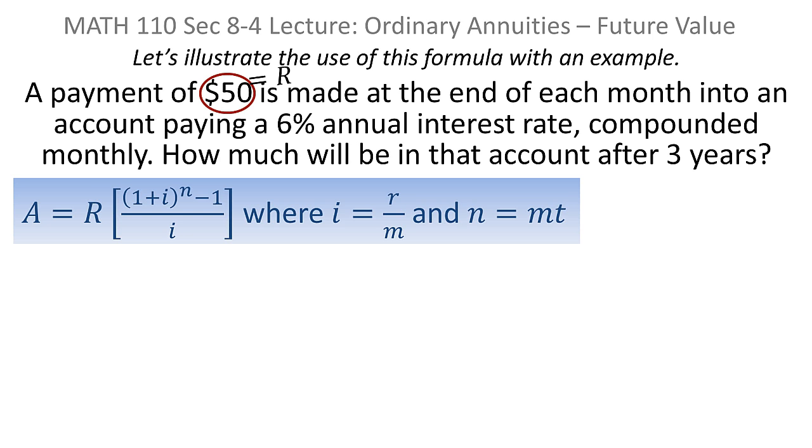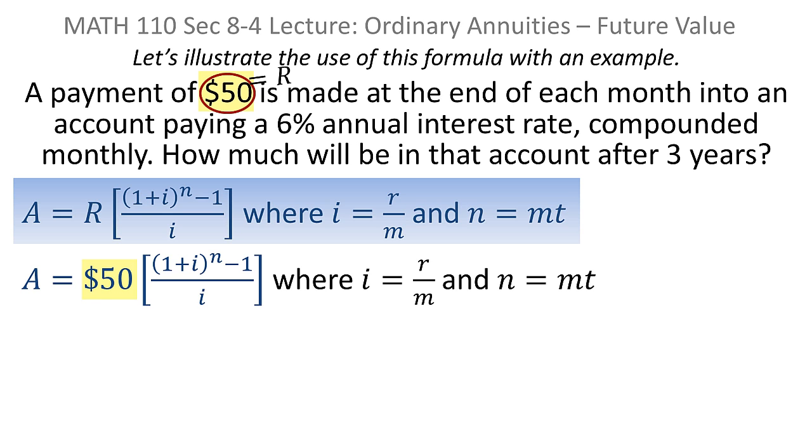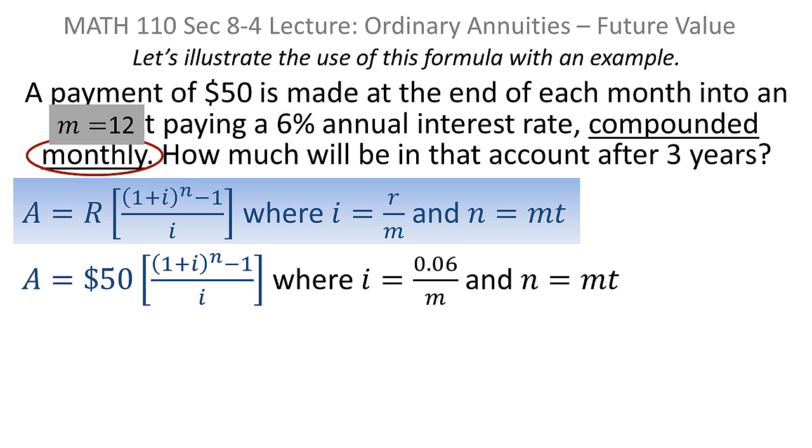Now you've got to identify what everything is. Capital R is the periodic payment made into that account. Well, the problem says it's $50 a month, so capital R is 50. Look through, it's a 6% annual interest rate, that's little r. We write it as a decimal, which would be 0.06. Plug that in for r. It's compounded monthly, which means it's 12 times a year, so little m is 12. Plug that in for m. And finally, you need to know what t is. It's 3 years, so t is 3.